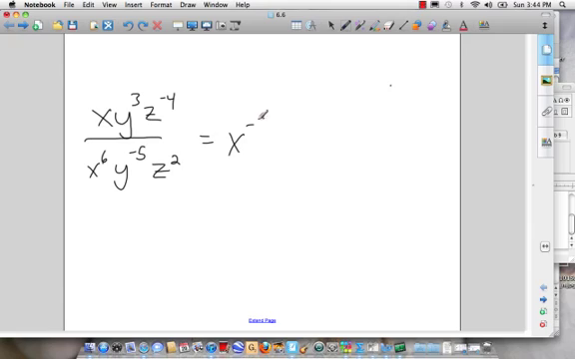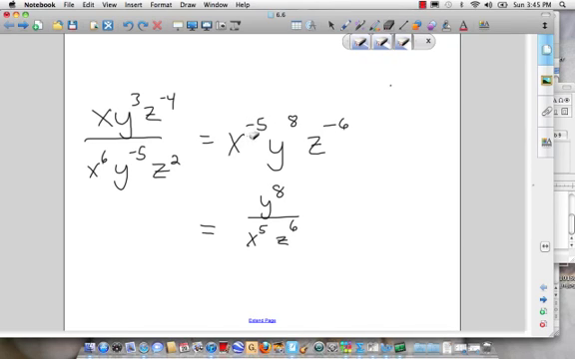1 minus 6 is negative 5. And then with the y, it's y to the 3rd, y to the negative 5. So 3 minus negative 5, well, that's 3 plus 5, which is 8. And then if you subtract the exponents on z, it's negative 4 minus 2, which is negative 6. And then if you're trying to get rid of negative exponents, you just go ahead and move the parts with negative exponents into the denominator. Okay, so that's just a second way that you could approach that problem if you find that more logical.